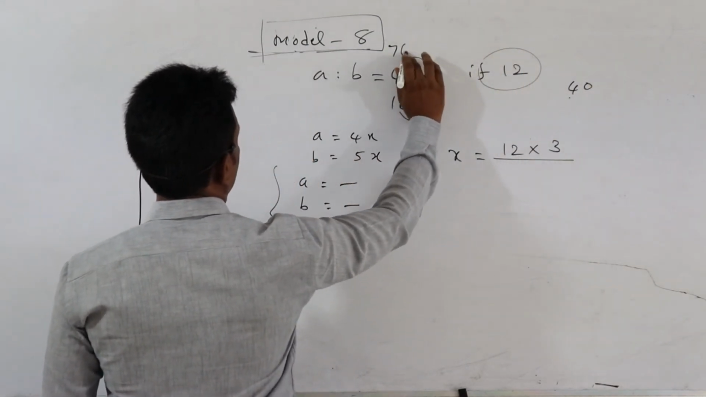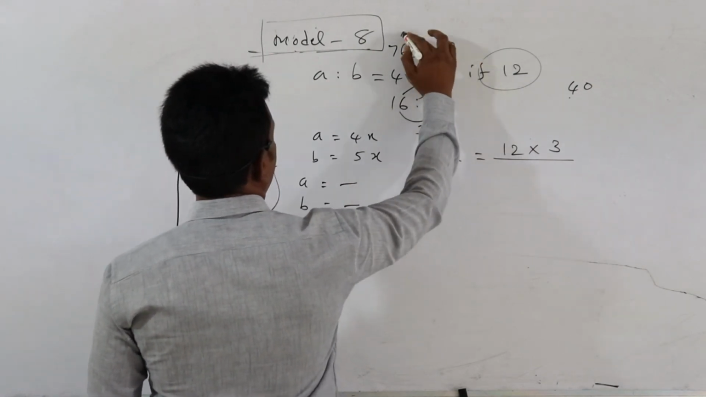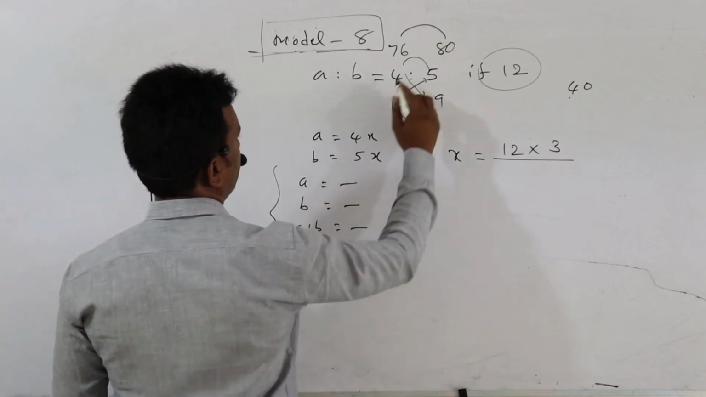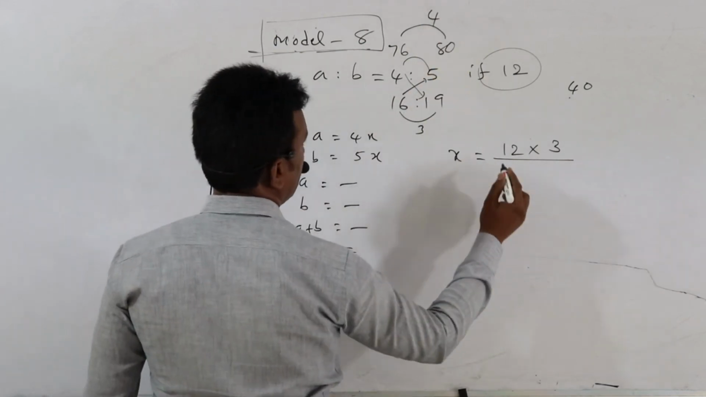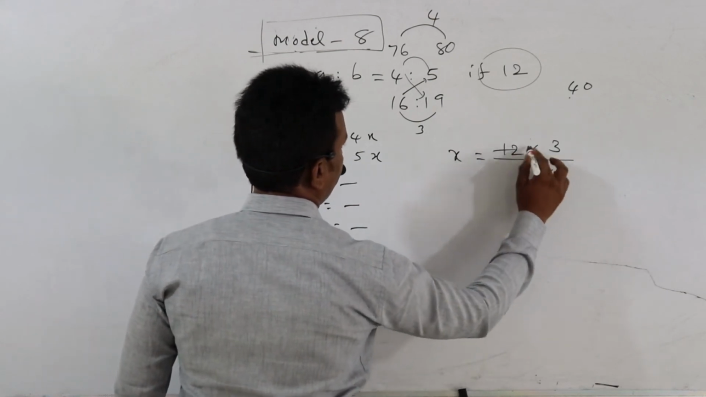76 and 16 5s 80. So what is the difference here? 4 is the difference. So write the difference in the denominator. So 4 1s and 4 3s.